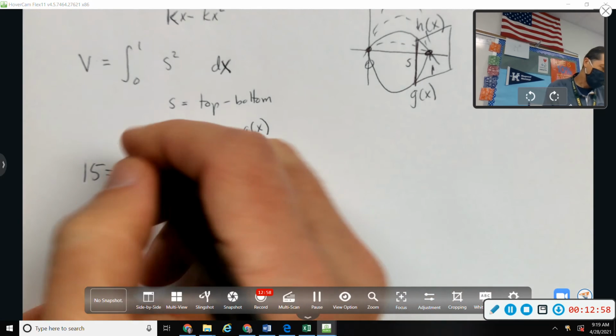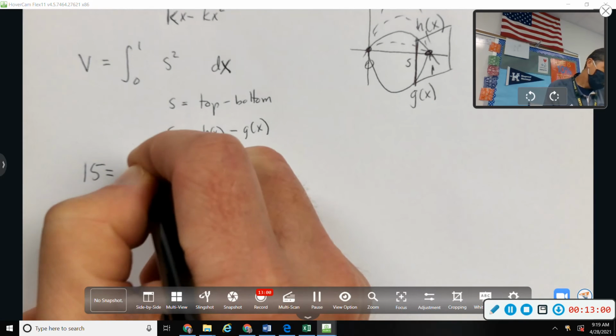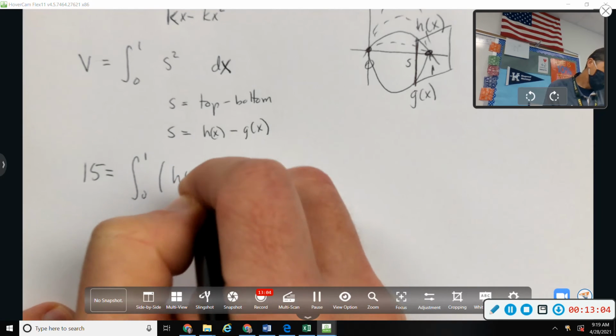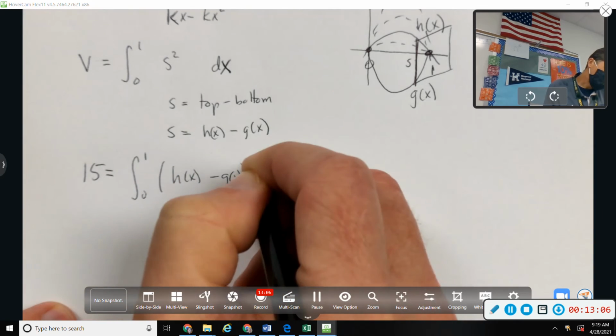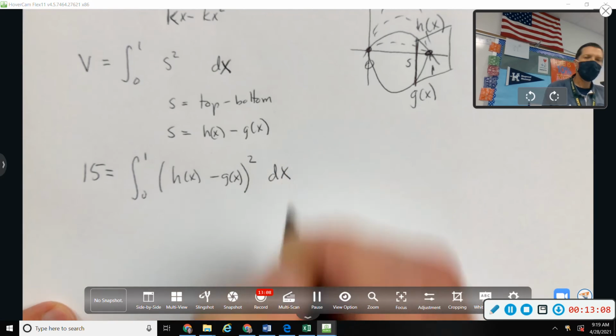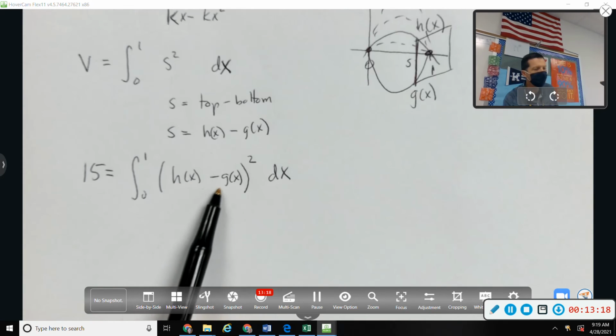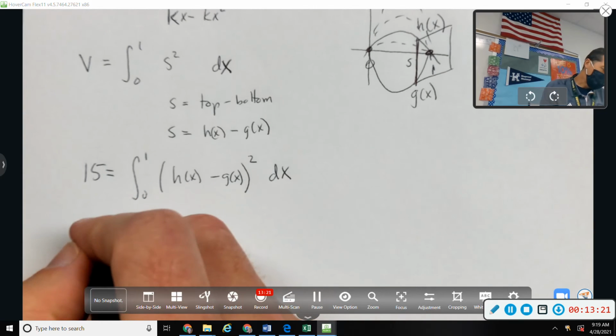So I'll integrate 0 to 1, h of x minus g of x squared dx. Don't know that would get us full points because there's not a k in there yet. I mean, not explicitly in there yet, like it's hidden within the h. So I'm not sure that this would get us full points.